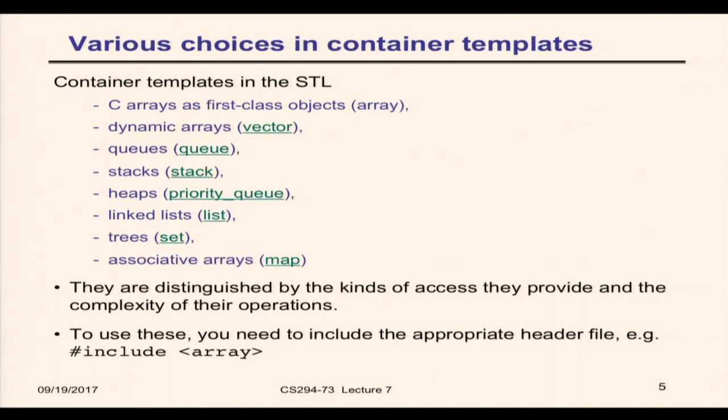So what are the various container classes that we have? We have C arrays as first class objects. We've already seen that. Dynamic arrays, which are vectors. Various other containers, queues and stacks, priority queues. We won't talk about those. The two others we will talk about are linked lists, which is the list class, and associative arrays, which is the map class.